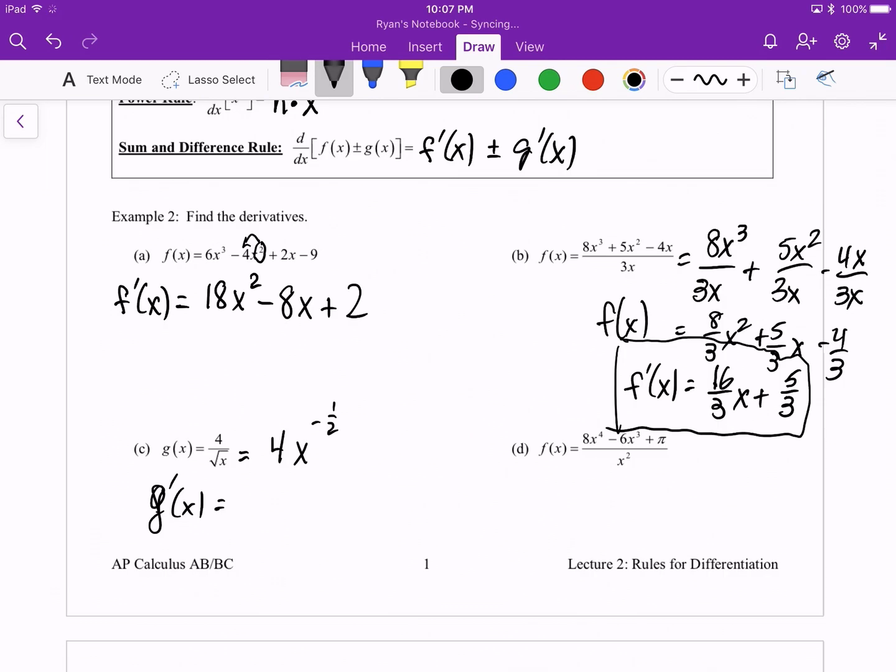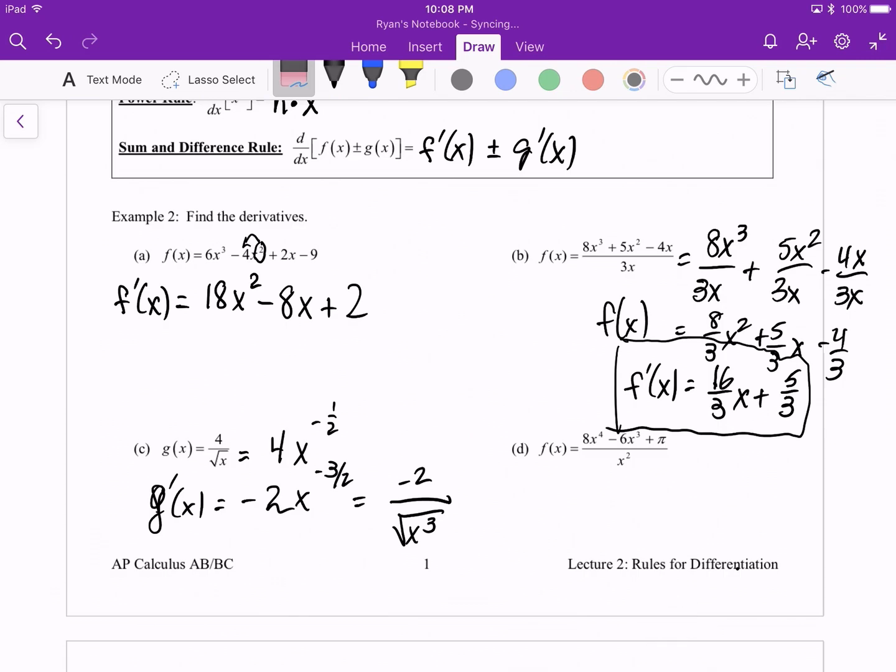That's going to allow me to use the power rule. So g prime of x is going to equal 4 times negative 1/2 is -2, x to the -3/2, okay, which if I were to write back into radical form would be -2 divided by the square root of x cubed. Okay, and then in example D, this is very similar to example B.